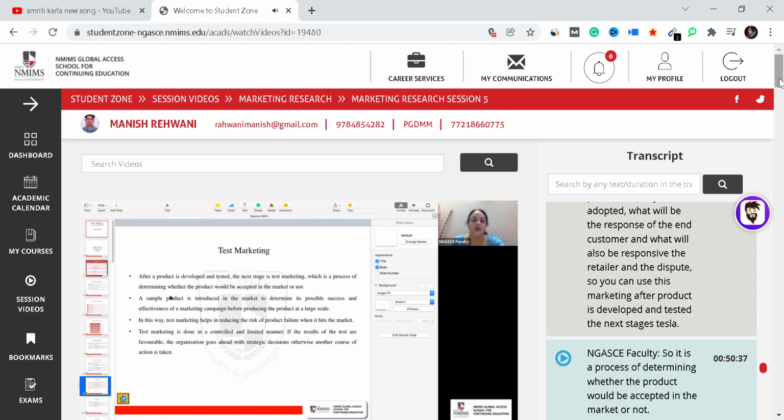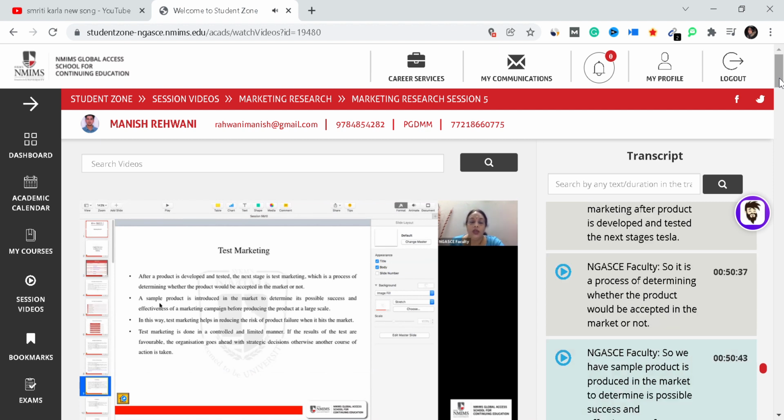So which is a process of determining whether the product could be accepted in the market or not. So a sample product is introduced in the market to determine its possible success and the effectiveness of a marketing campaign before producing the product at a large scale. So in this way, test marketing helps in reducing the risk of product failure.